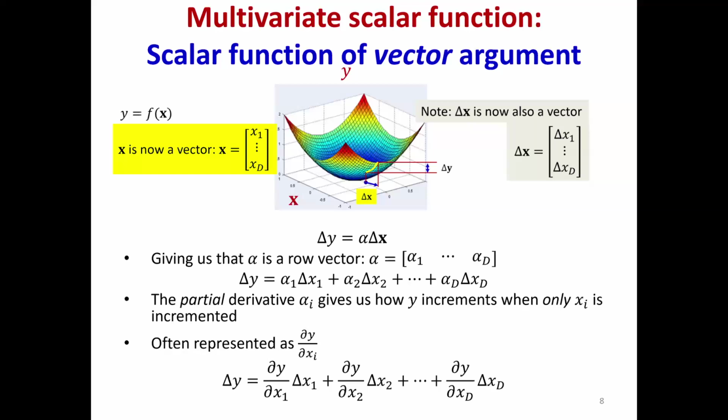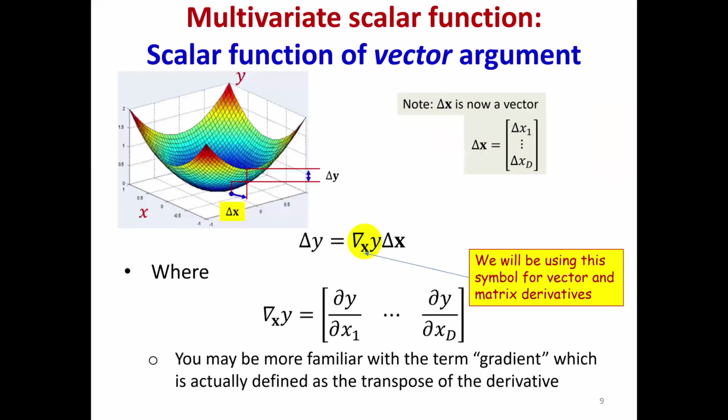And so using this notation, your increment delta y is going to be the partial derivative of y with respect to x1 times delta x1 plus the partial derivative of y with respect to x2 times delta x2, and so on. Is this clear to everybody? Okay. And so I can write it like so. I'm going to represent my derivative using this inverted triangle called a nabla. This is a derivative of y with respect to x. The subscript x shows you that the derivative is with respect to x.